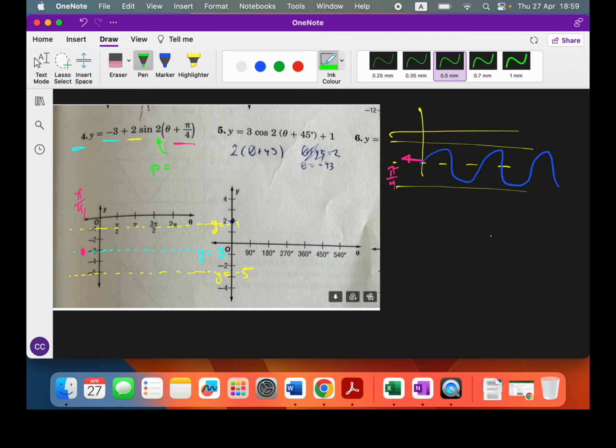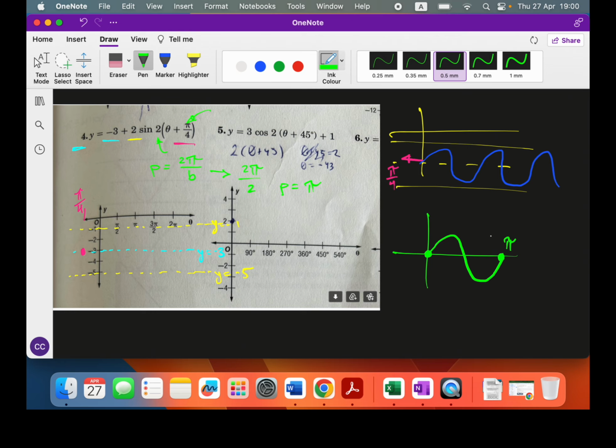Remember, the period is always 2 pi over whatever that b value is. So in this case, 2 pi over 2, which means that the period of this function is pi. So what that is saying is that if we started at 0 and I did my normal sine curve, I'd be back at the start at pi. That's what this whole game is about. But we know from this that we're actually starting at negative pi over 4.